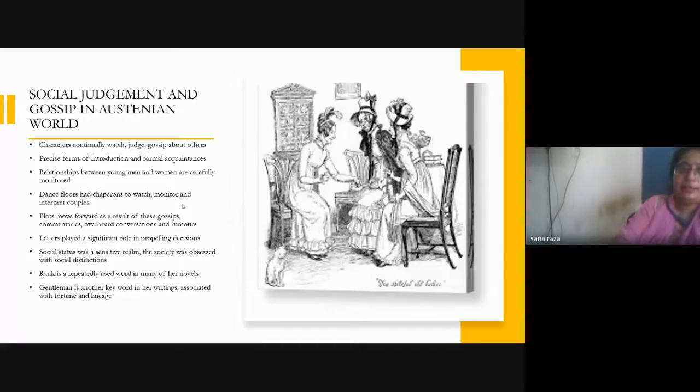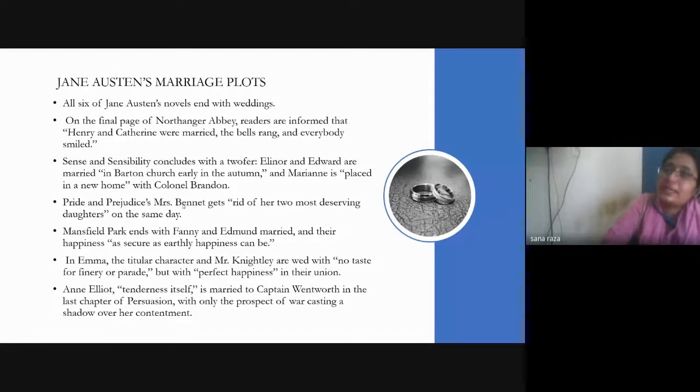Now, her marriage plots. This is very important, because all six of Jane Austen's novels end with weddings. In Northanger Abbey, readers are informed that Henry and Catherine were married, the bells rang, and everybody smiled. That is the last line of the novel. Sense and Sensibility concludes with a twofer: Elinor and Edward are married in Barton Church early in the autumn, and Marianne is placed in a new home. So both sisters, Elinor and Marianne, are married.